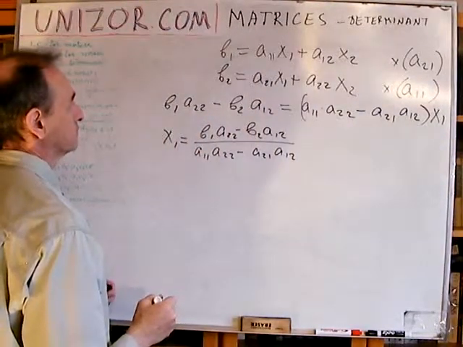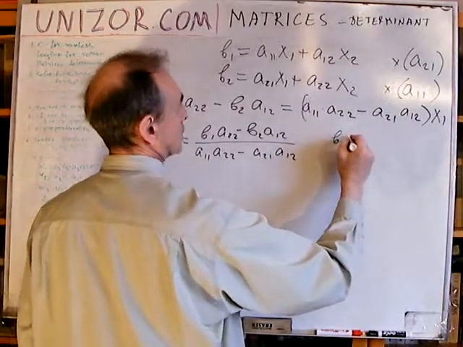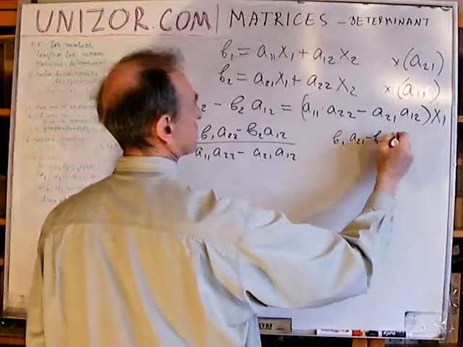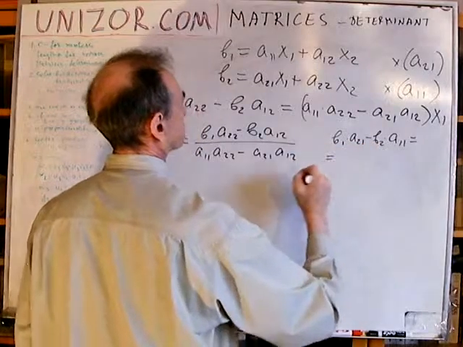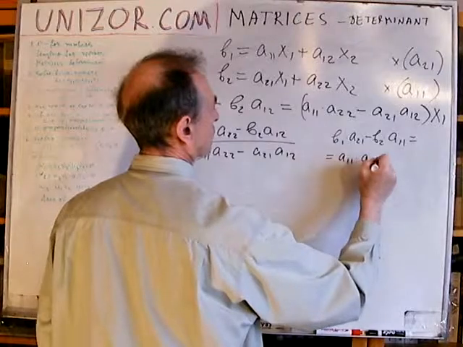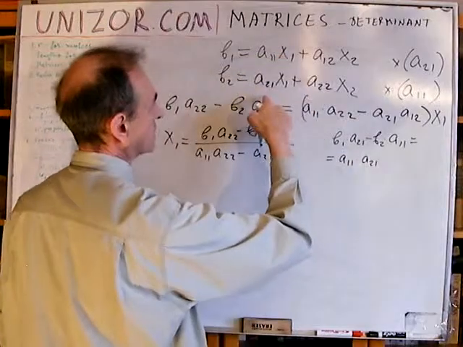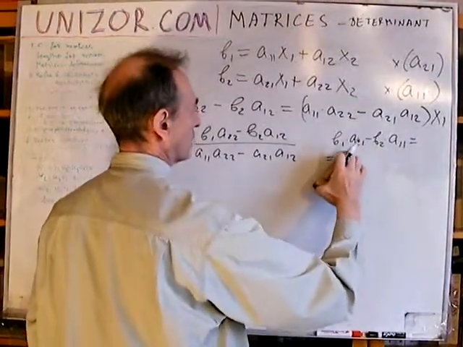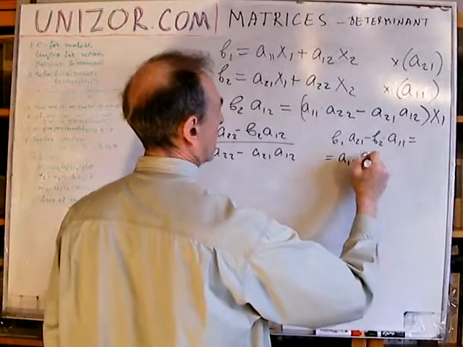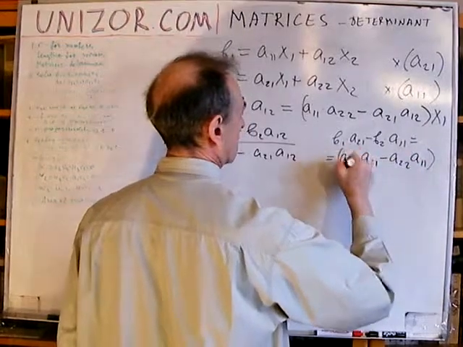What will I have? I will have b1 times a21 minus b2 times a11 equals a11 a21. No, this will reduce, so I have only x2. So it's a12 a21 minus a22 a11 x2.